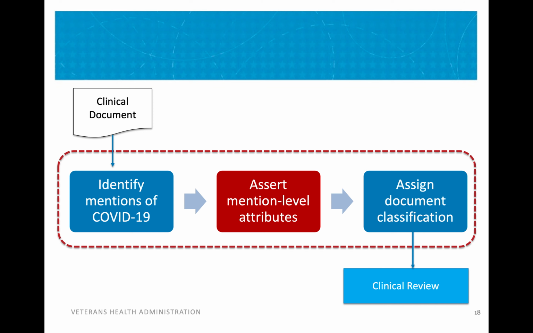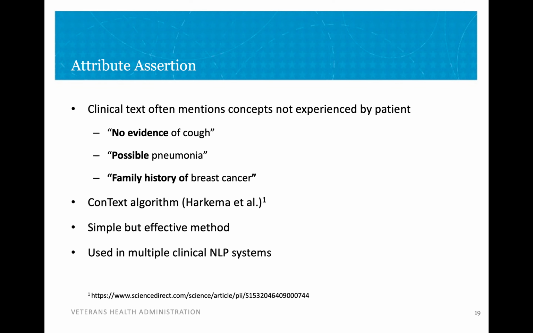Once we find those target mentions, we need to do a little extra analysis around them, because clinical text is full of mentions where the concept was not actually experienced by the patient. For example, perhaps it was negated or experienced by someone else. So one method for asserting attributes like this is the context algorithm, which is a simple but effective algorithm that's been used in multiple clinical NLP systems.